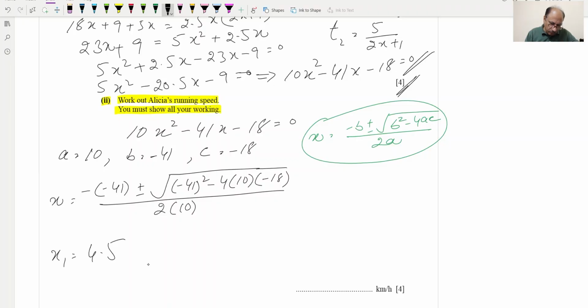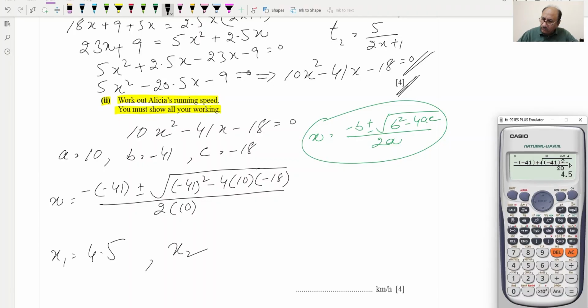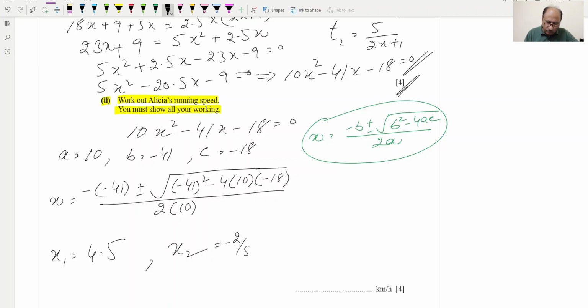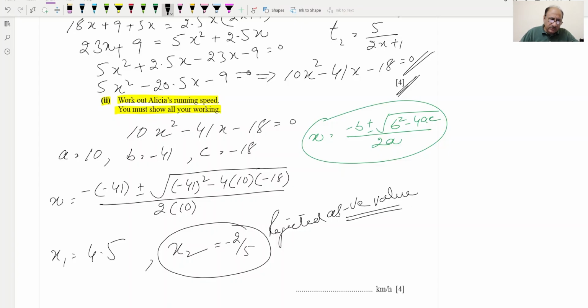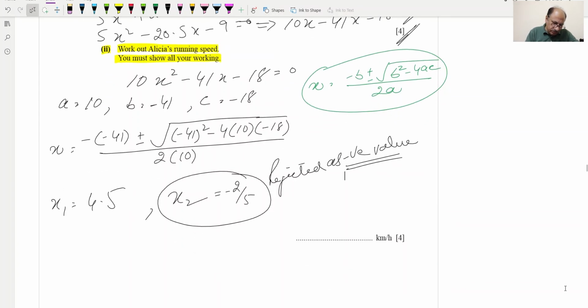So 4.5 is one value, and for x2 we can go for the negative one. The negative sign we will be changing over here. This will be the negative value, and this is equal to minus 2 by 5. So x2 will be equal to minus 2 over 5. But running speed cannot be negative, so this value is rejected as negative. So negative value we can write like this. So this is rejected.